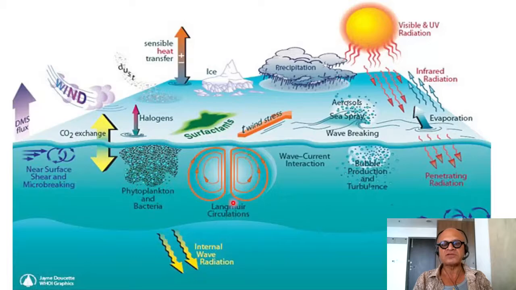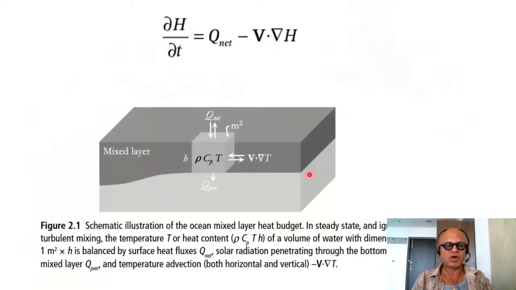And there are also the so-called Langmuir circulations that are related to how the wind circulation creates horizontal-vertical cells in the mixed layer itself, and there are internal waves that get radiated out and so on and so forth. So there are turbulent exchanges at the surface that we look at that will be critical for the mixed layer budget that we want to look at.